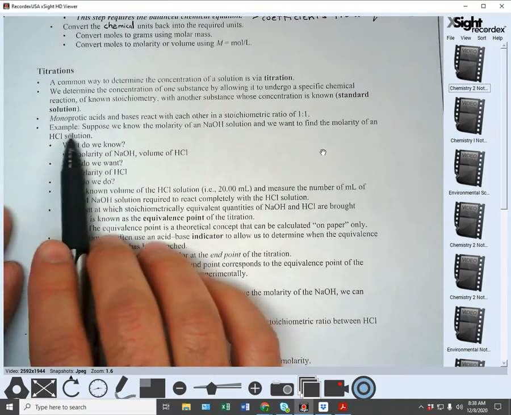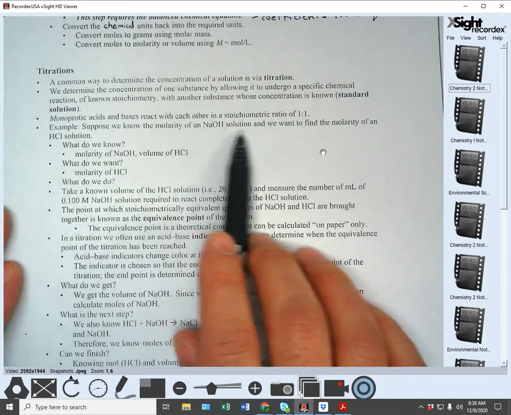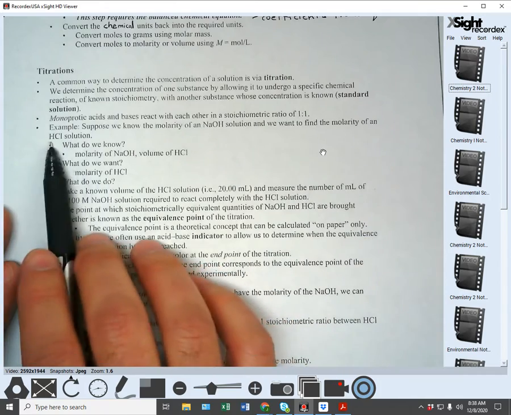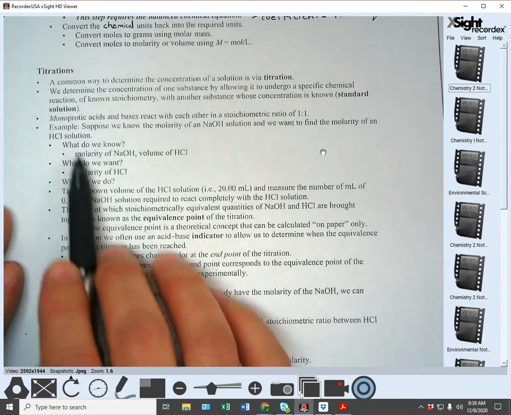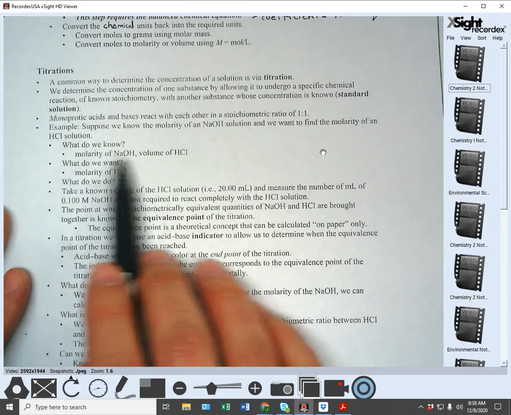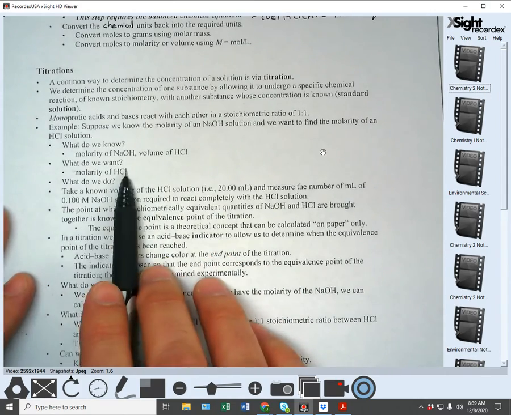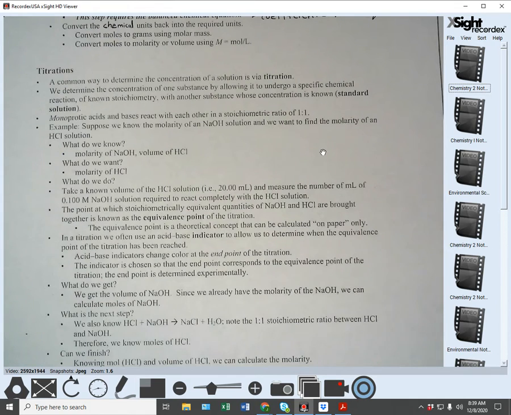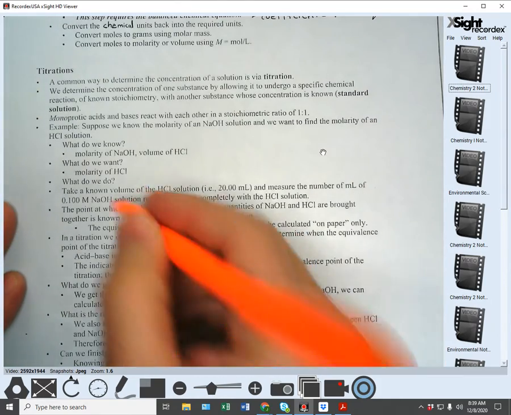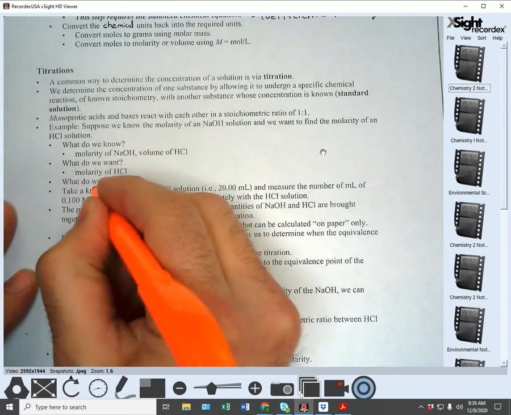All right. So suppose we know the molarity of a sodium hydroxide solution and we want to find the molarity of a hydrochloric acid solution. What do we know? The molarity of the sodium hydroxide, the volume of the hydrochloric. What do we want? The molarity of the hydrochloric. So what do you do? You take a known volume of the hydrochloric acid solution and measure the number of milliliters.